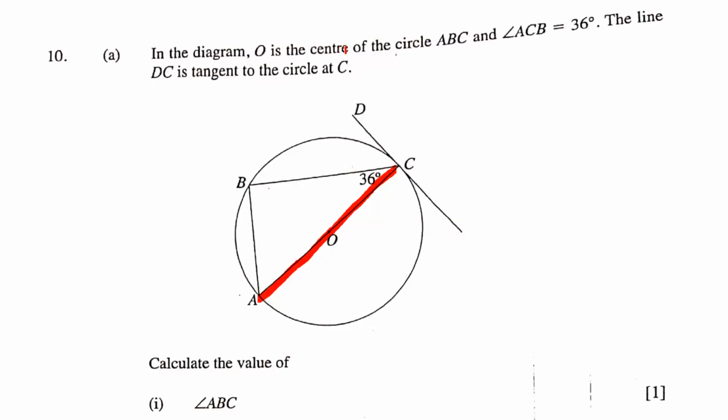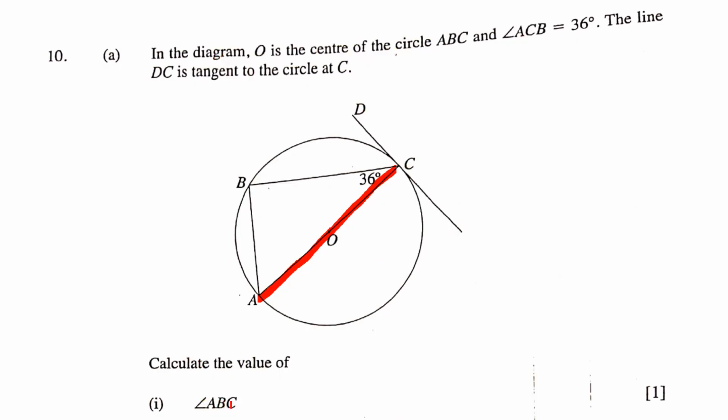So O is the center of the circle ABC, and the angle ACB is equal to 36. The line DC is the tangent to the circle, so this is the tangent to the circle, DC. Okay, so the question is they want us to find the value of angle ABC.